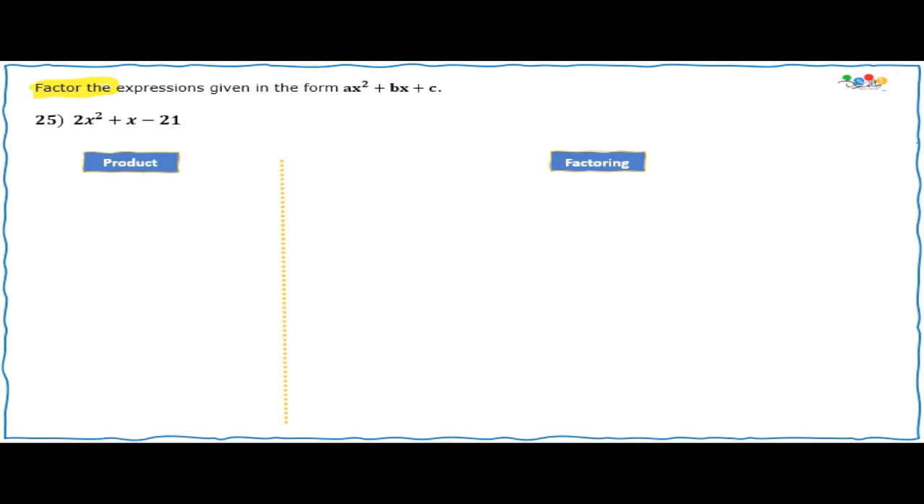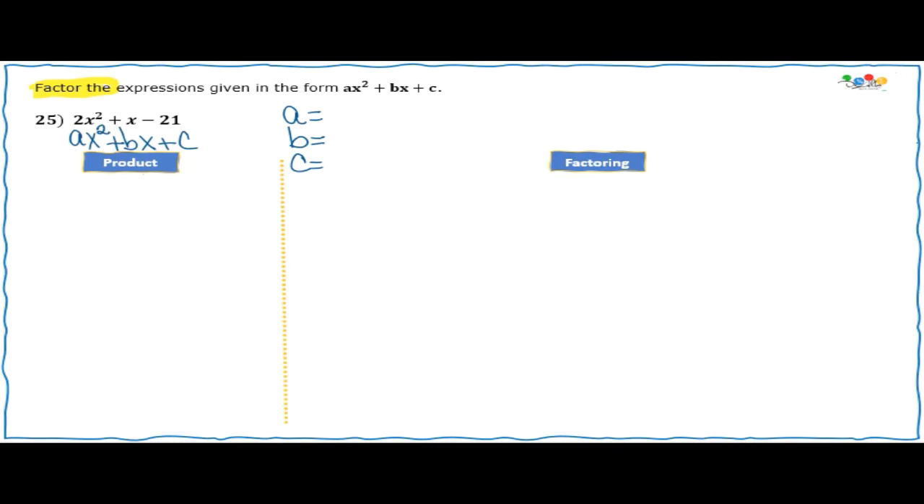Okay, so what's the first thing that we do? Yes, if you said, Miss, write the standard form, we're gonna write the standard form right below the problem. Okay, so we're gonna say ax squared plus bx plus c. Okay, so let's go ahead and write down A, B, and C.